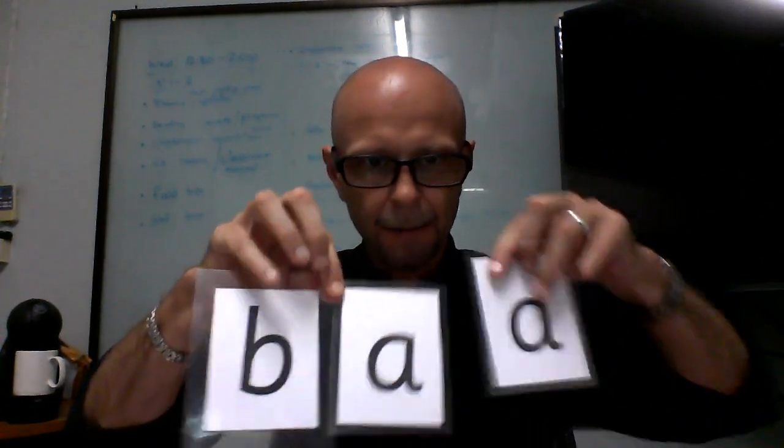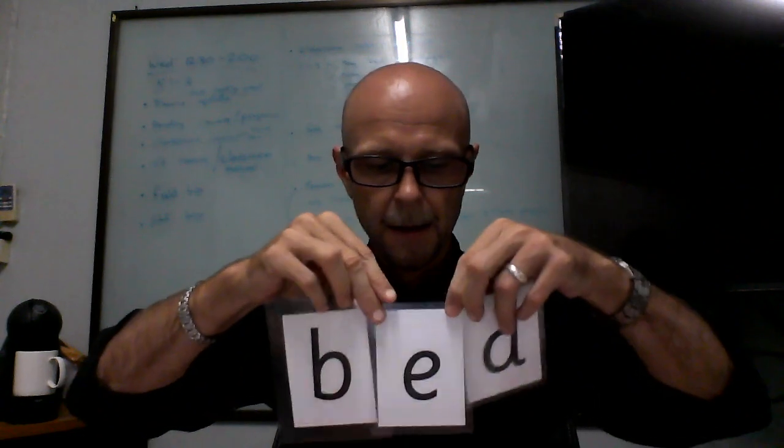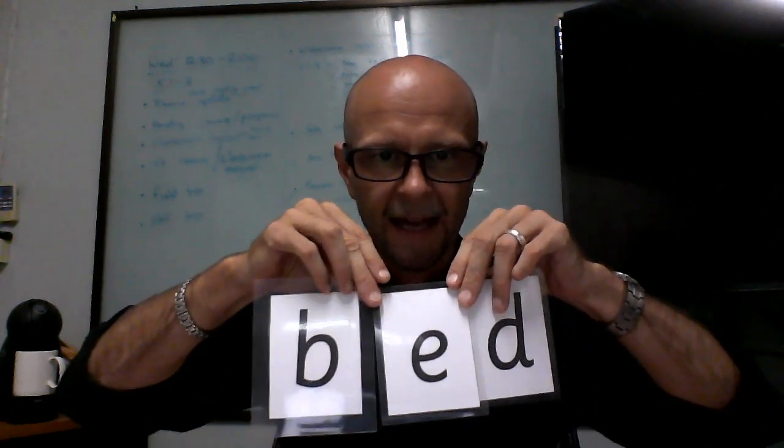I then might stretch that out and say b-ad, b-ad. I then might switch it out again and say b-ed, b-ed. Alright? There's different techniques. Point and say is a great Jolly Phonics one. Alright? I think that's enough for today.